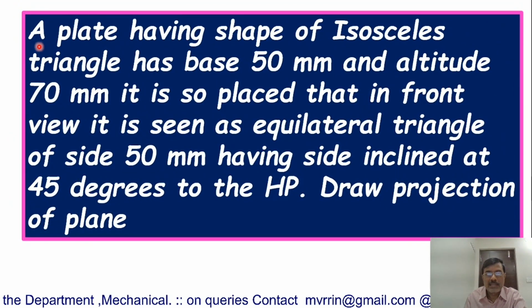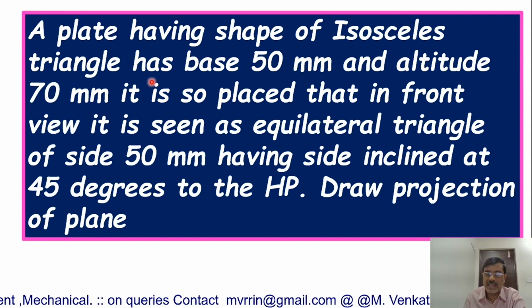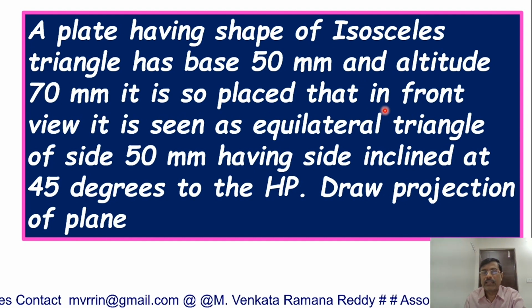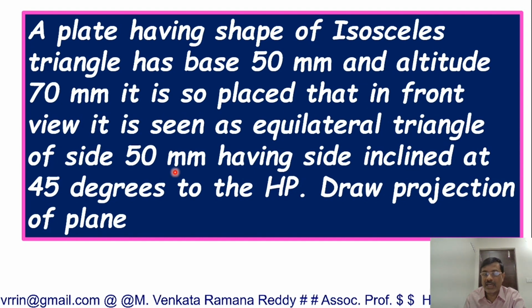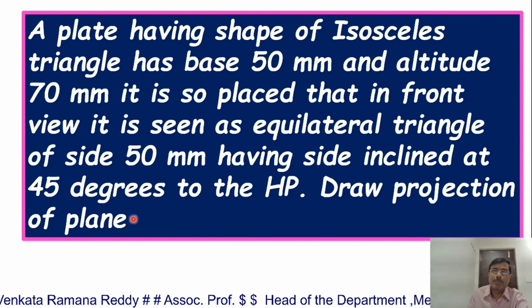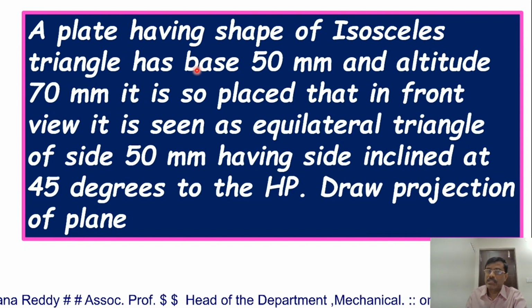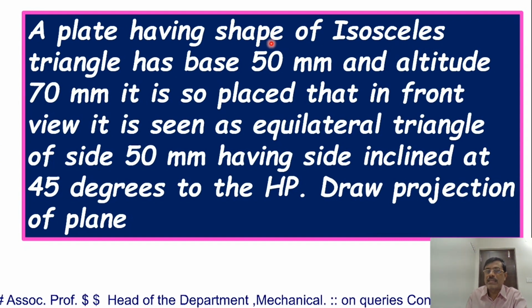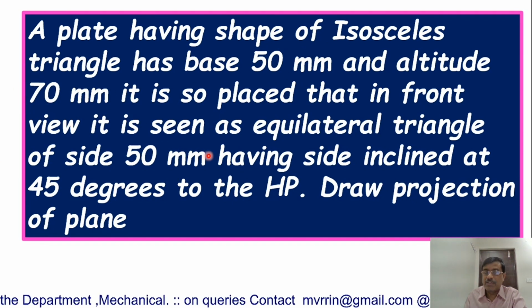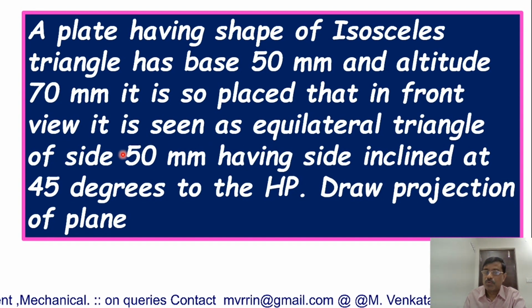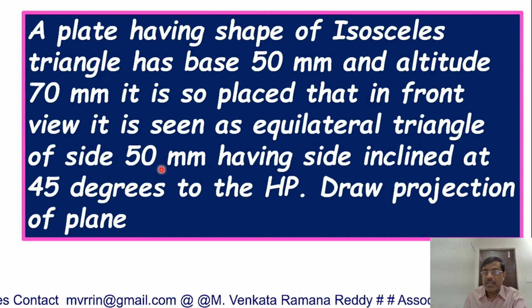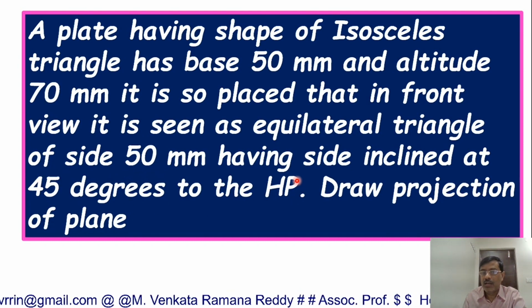The given problem is: a plate having the shape of an isosceles triangle has base 50 mm and altitude 70 mm. It is so placed that in front view it is seen as an equilateral triangle of side 50 mm, having a side inclined at 45 degrees to the HP. Draw projection of the plane. Here the name of the plane is isosceles triangle. Base side length is 50 mm. Altitude is 70 mm. But in the front view it is given as an equilateral triangle of side length 50 mm, and the side which is in the VP is to be tilted with an angle of 45 degrees to the HP.